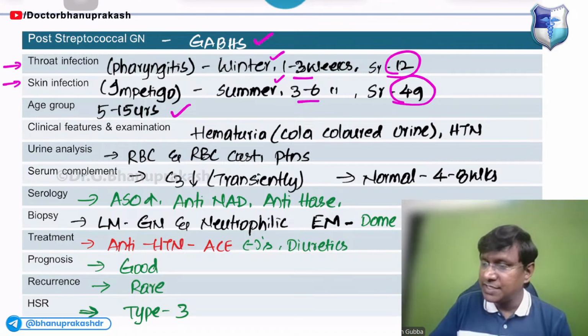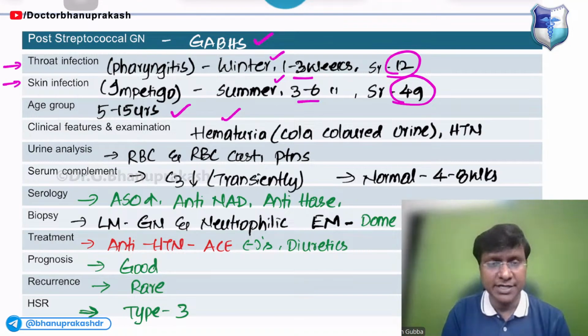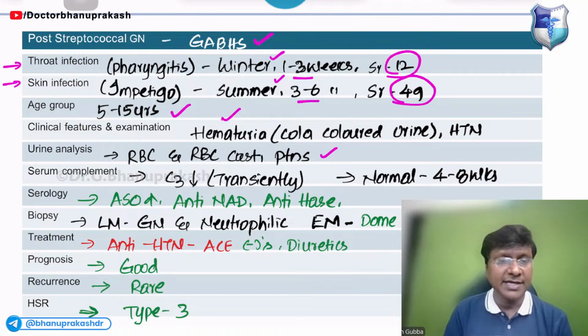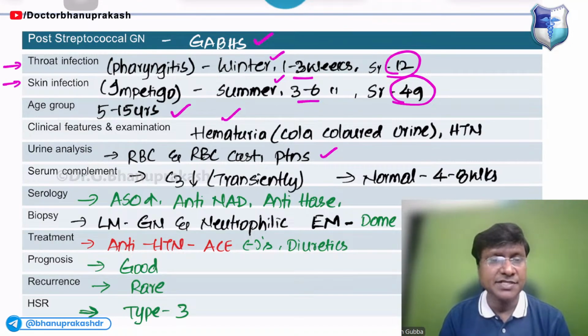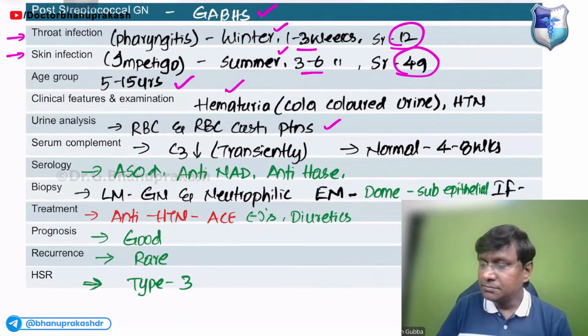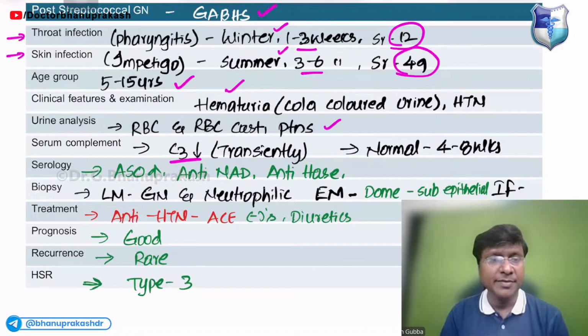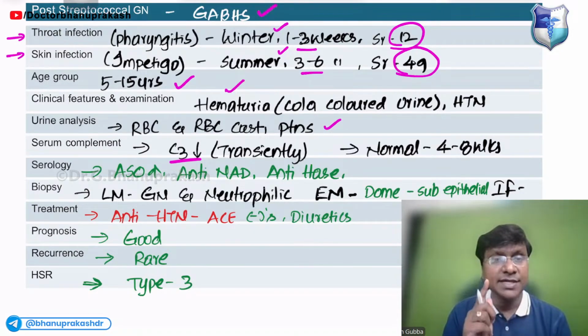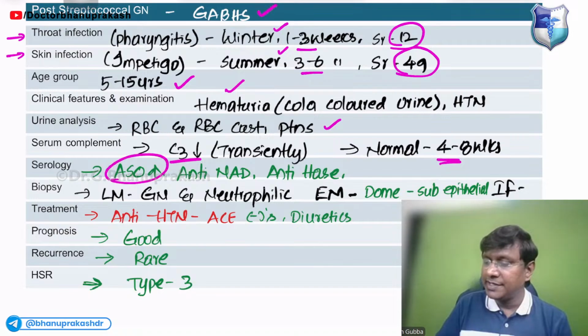The clinical feature that you see very commonly is hematuria, where the child will present with cola-colored urine. Then on urine analysis, you will notice that there are RBCs as well as RBC casts. Then if you take the serum complement levels, there will be hypocomplementemia, and that too a transient decrease in the complement levels. Within 4 to 8 weeks, the complement levels will return back to normal. And in the serology, very important is there will be elevation of the ASO antibody titer.